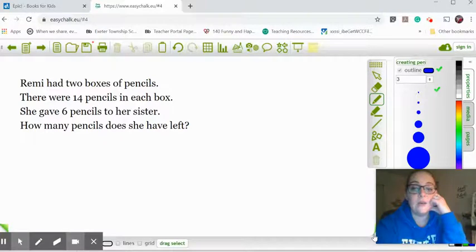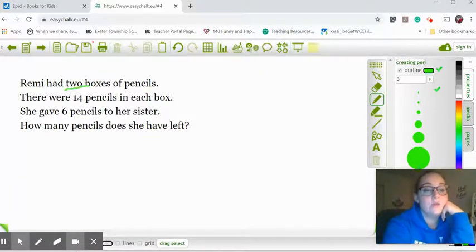So this one, Remy had 2 boxes of pencils. There were 14 pencils in each box. She gave 6 pencils to her sister. How many pencils does she have left? So we have 2, we have 14, we have 6, and we're asking how many does she have left?